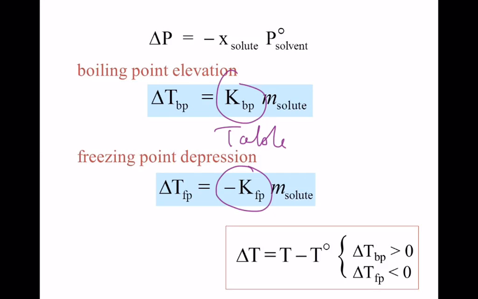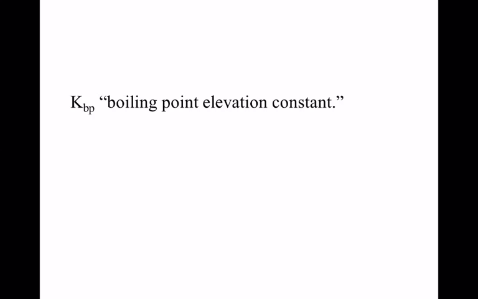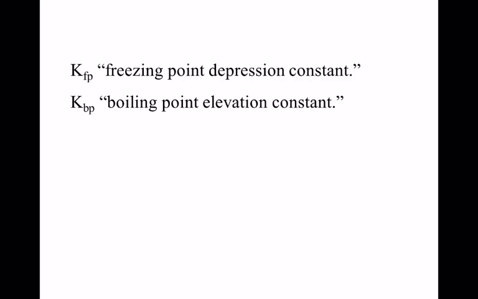But freezing point depression, it's going to freeze at a lower temperature, so when you subtract a higher number from a lower number, you're going to have negative delta T's for that. Yeah, so those two constants, you usually look them up on a table, and they are specific, again, for the solvent, because it's independent of what solute it is.